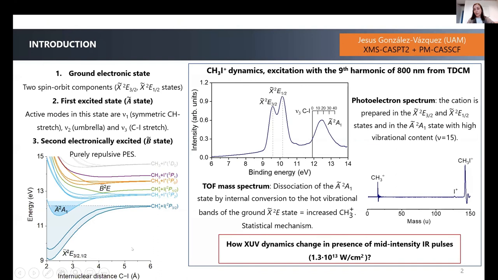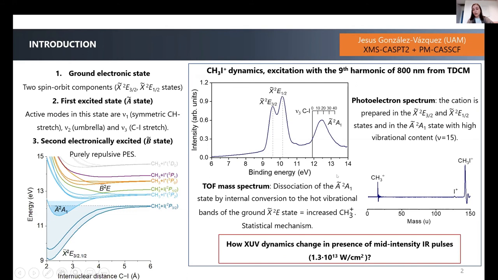So first of all, I would like to introduce you to the electronic structure of the methyl iodide cation. As you can see in this diagram, it has a ground electronic state, which has two spin orbit components and yields the formation of methyl in correlation with iodine. Then we have a first excited state, which is mainly bound and predissociative and can lead to the generation of methyl in correlation with iodine plus. And three different vibrational modes can be populated upon excitation of this state. And then we have a manifold of repulsive surfaces, which are called the B state manifold, and basically correlate with different electronic states of the iodine plus cofragment.